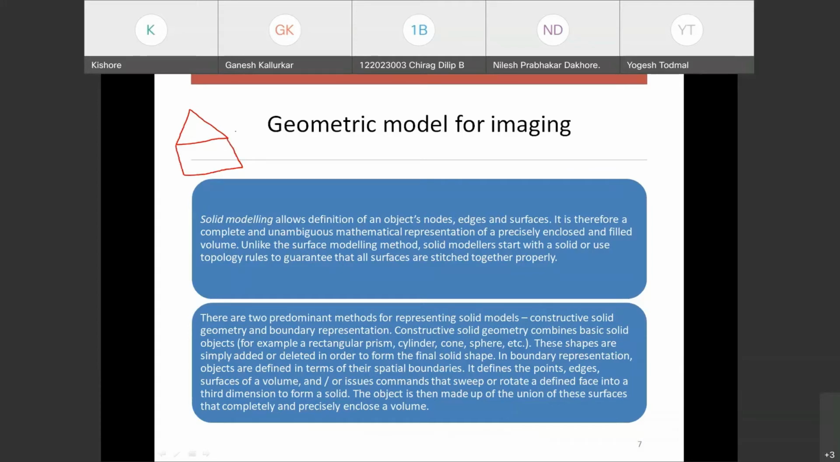So this is equivalent to what? This is equivalent to a rectangle and a triangle, okay. So this triangle plus this rectangle would give you this final image. Okay, so this is how you go about it for solid geometry.